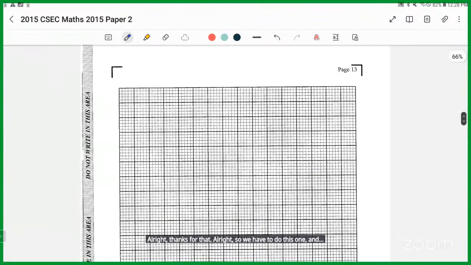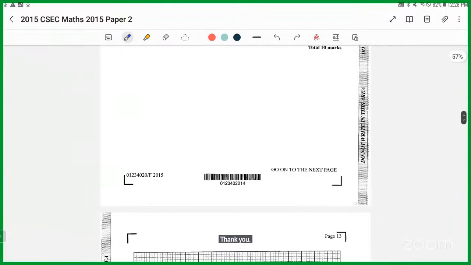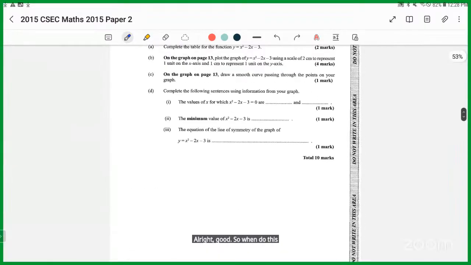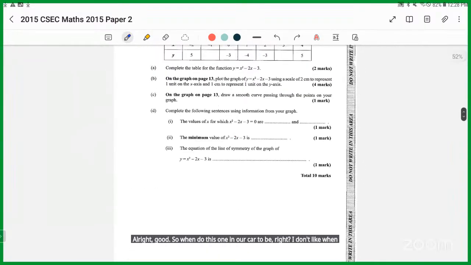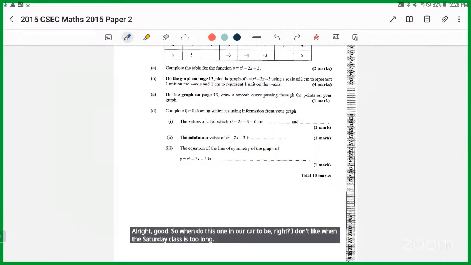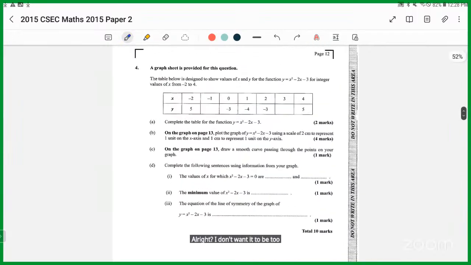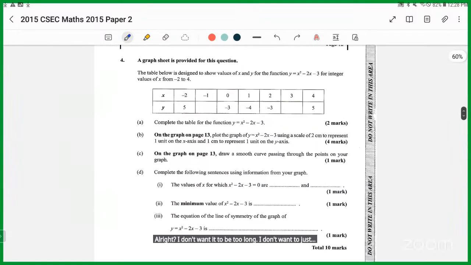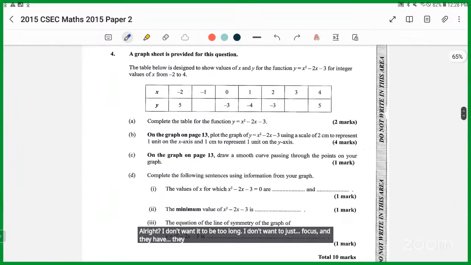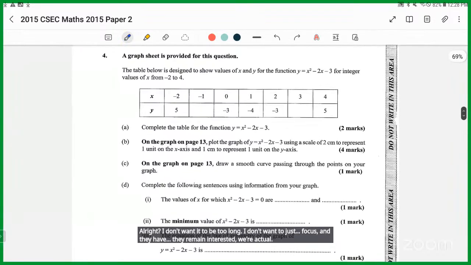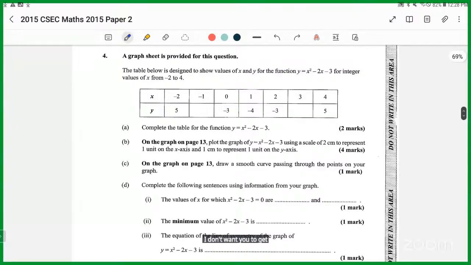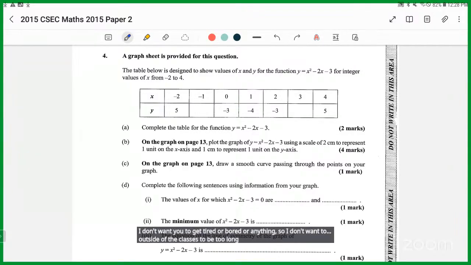The graph is there. Beautiful. Alright, good. So we're going to do this one and then we'll call it a day. I don't like when the Saturday class is too long. I don't want you to get tired or bored or anything, and I want you to remain interested right through. So I don't want the Saturday classes to be too long, 2 hours the most.